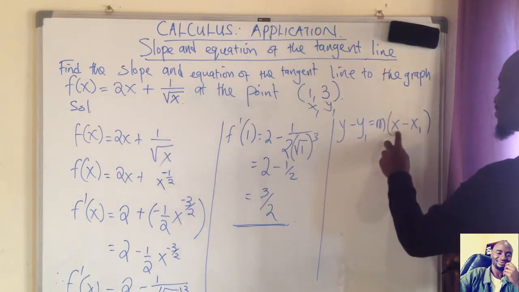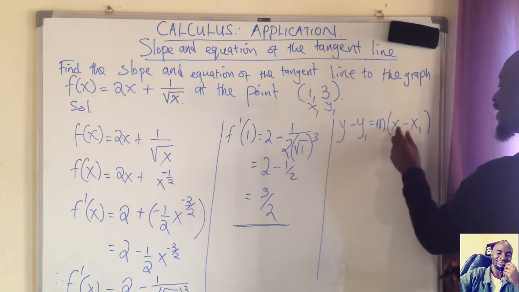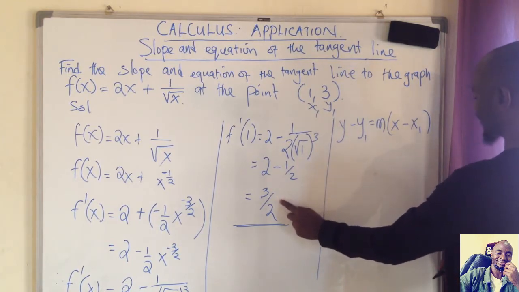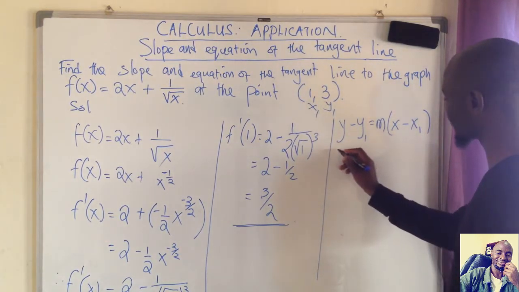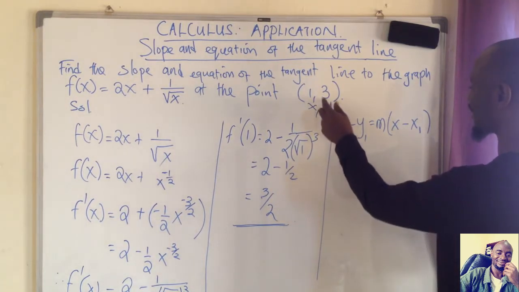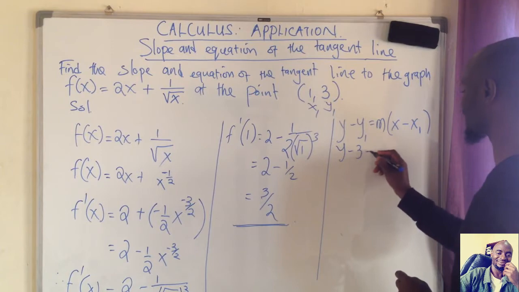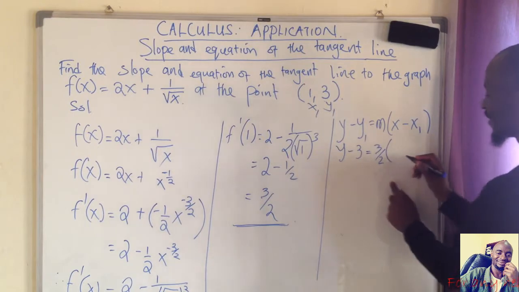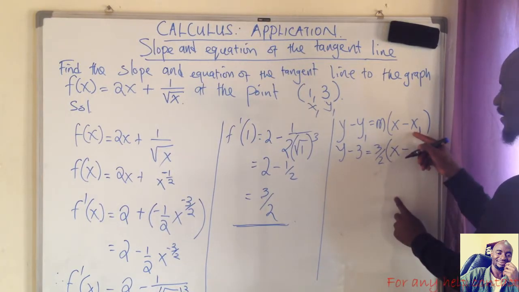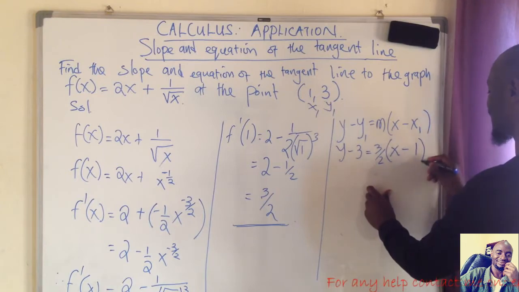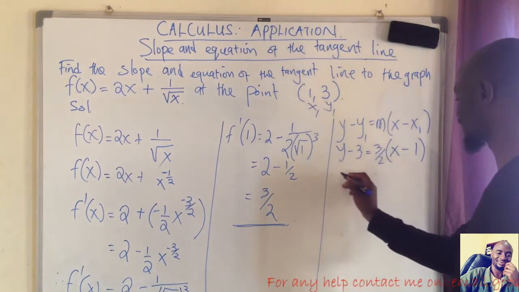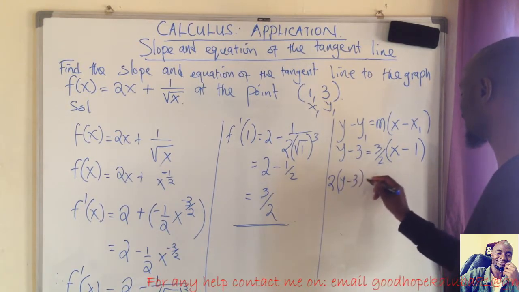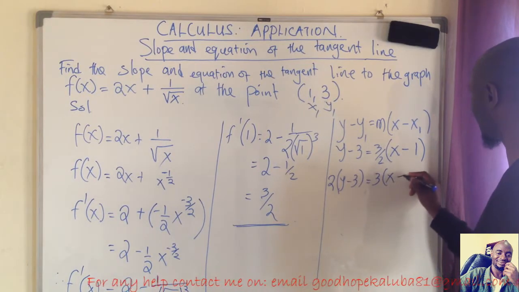So these parameters, x and y, will be variables. We are not going to replace this one and that one. We only replace x1 and y1 and the gradient, which we know to be this one. So this would be y minus y1, this one, the y ordinate. Then the gradient is 3 over 2. Then we have x minus x1, this particular one here. Here I can multiply throughout with 2 so that I can eliminate this one. I'm going to have 2y minus 3 is equal to 3 times x minus 1.